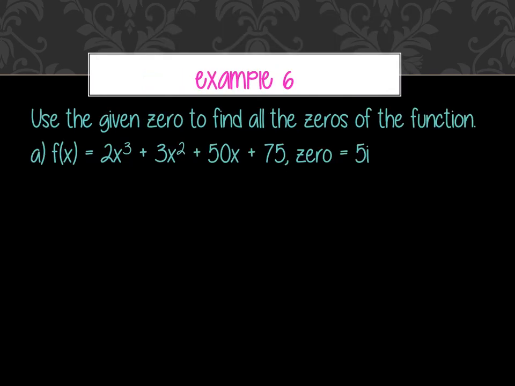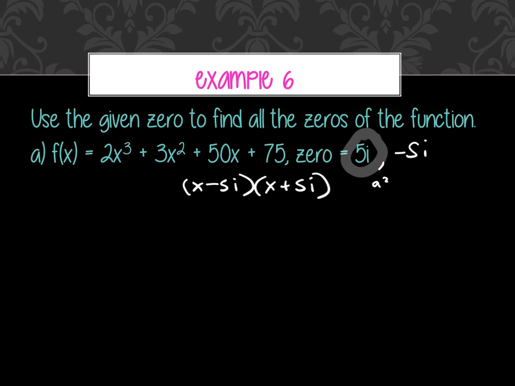First, use the given 0 to find all the zeros of the function f of x equals 2x to the third plus 3x squared plus 50x plus 75. So if I give you that 5i is a root, what else do you know? Negative 5i is a root, which means x minus 5i and x plus 5i are factors. I can FOIL those out, but this is an a squared plus b squared scenario, so I can use that shortcut, which would be x squared plus 25. Again, you can FOIL them out, the i's cancel, or you could use the shortcut.